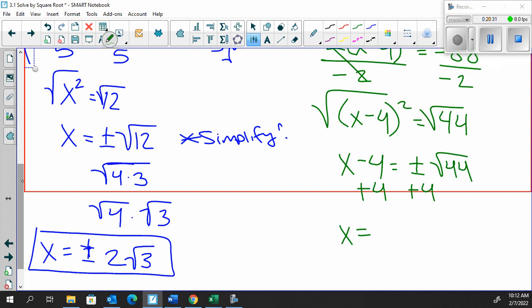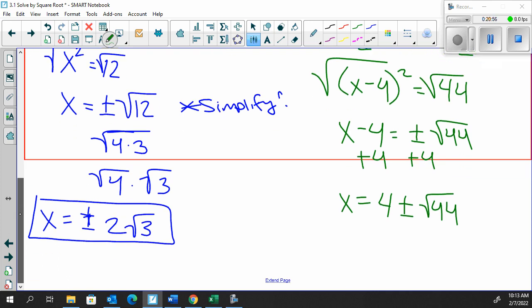Okay? Here's how you're going to write it. Always have the plus minus in the middle. It's going to go like this. 4 plus or minus the square root of 44. So move that number over, keep the plus or minus in the middle, and we got our new quantity. Does that make a little bit of sense?